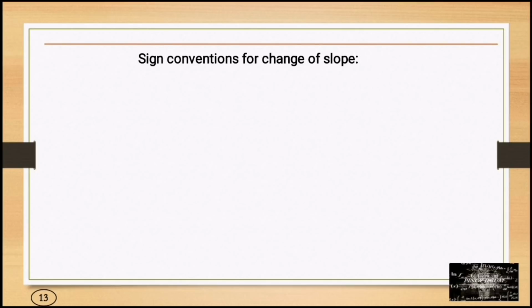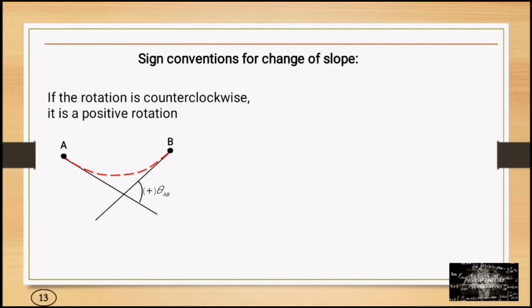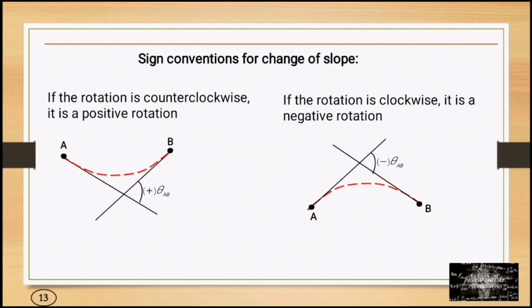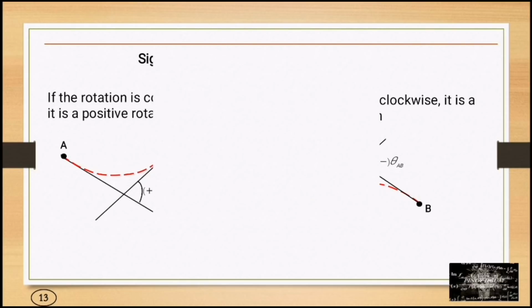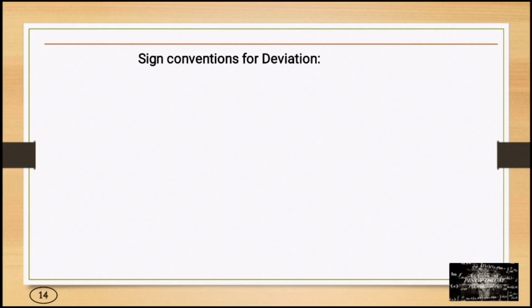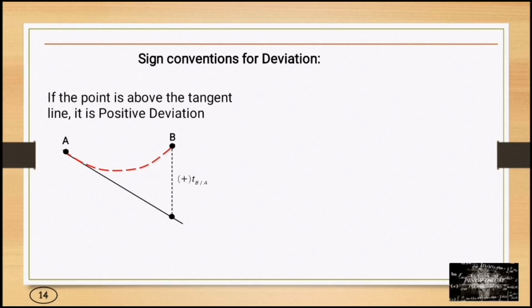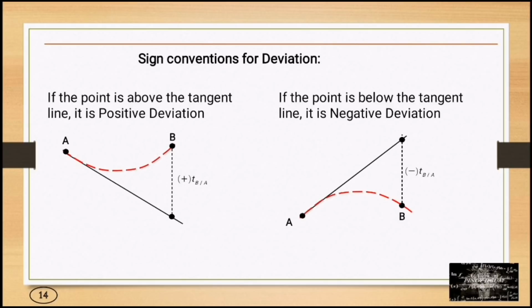Now for the sign conventions for change of slope. If the rotation is counterclockwise, it is a positive rotation. If the rotation is clockwise, it is a negative rotation. Sign conventions for deviation: if the point is above the tangent line, it is positive deviation. If the point is below the tangent line, it is negative deviation.